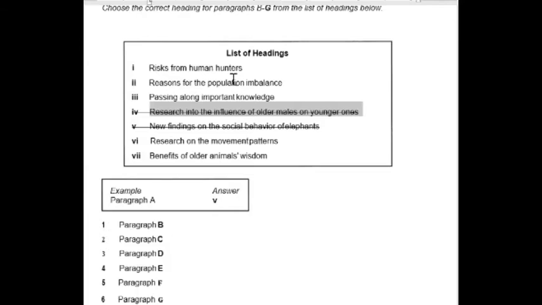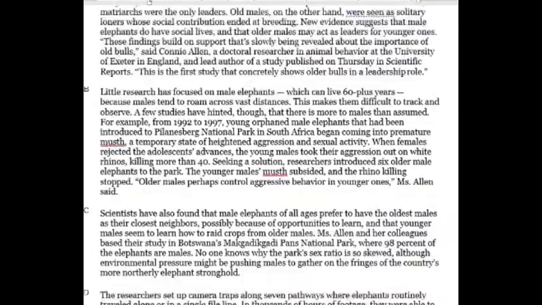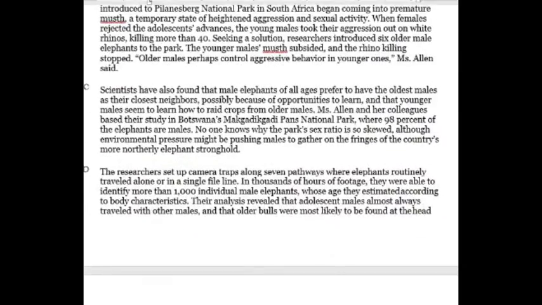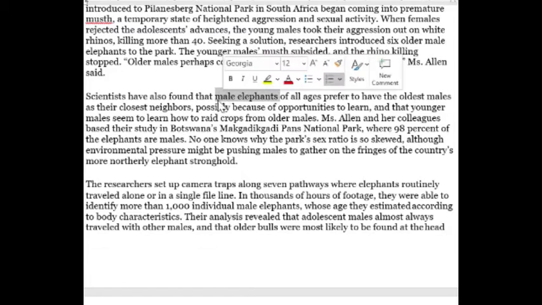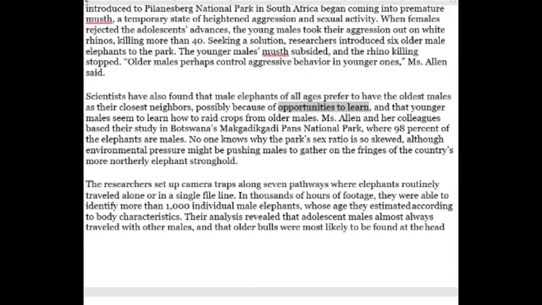Each of these headings really represents a main idea for the paragraph. So we want to go into the reading and take a good look at paragraph C and see if we can find out through some of the keywords what the main idea of this paragraph might be. Now we can see that male elephants is the topic, and we have this discussion about opportunities to learn, and that seems to be a keyword that's repeated, so that might be something to do with the main idea.